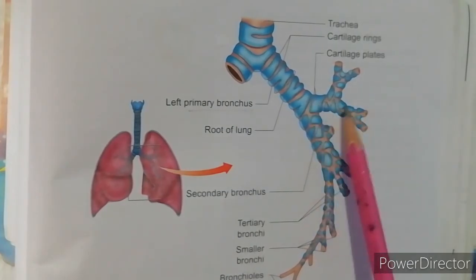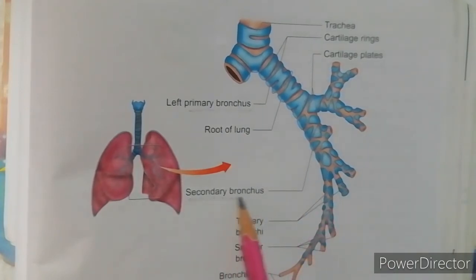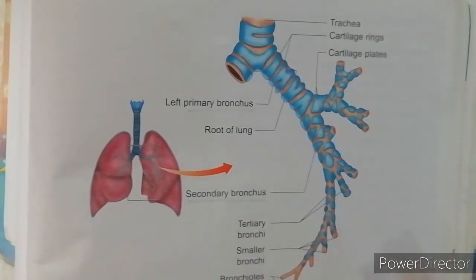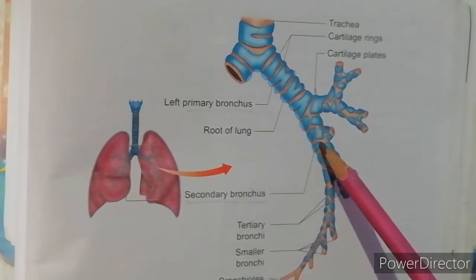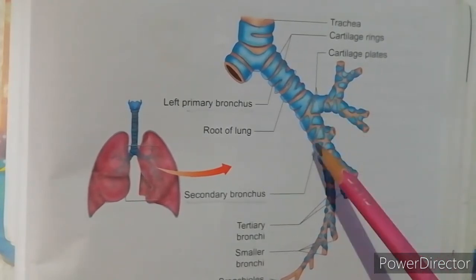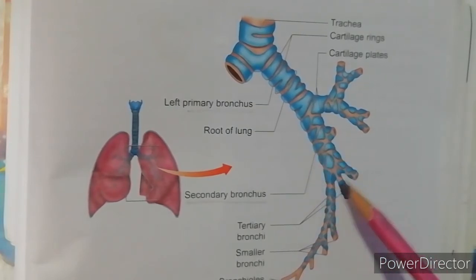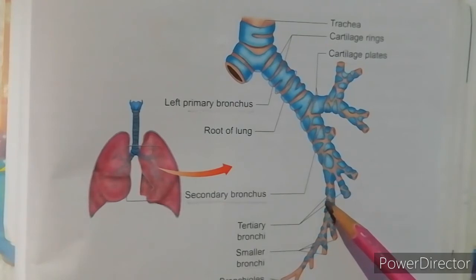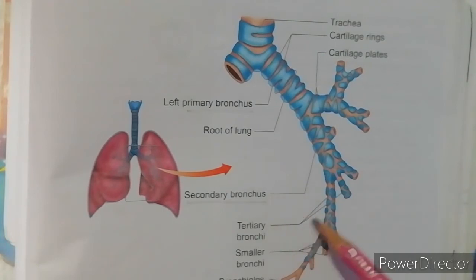Can you notice? It is again dividing. So this we could say is a secondary bronchus. The singular one is a bronchus, right? This division is also a secondary bronchus, and this is also a secondary bronchus. Then these secondary bronchi are again dividing, so we could say these are tertiary bronchi. Understand? Primary bronchi, secondary bronchi as well as tertiary bronchi.